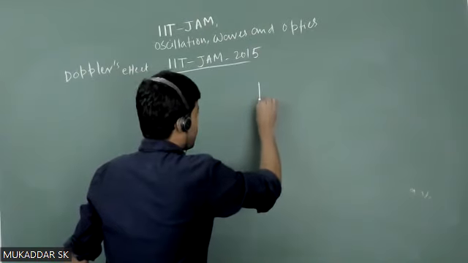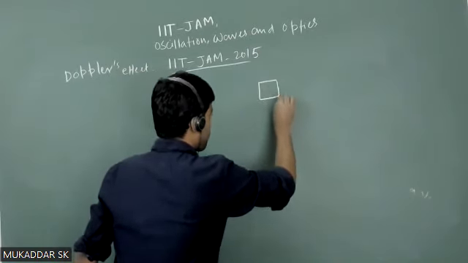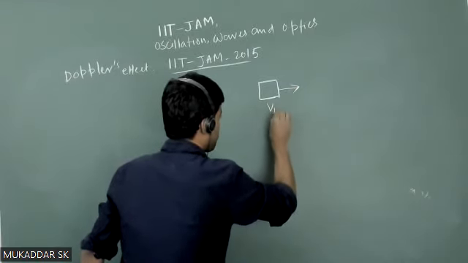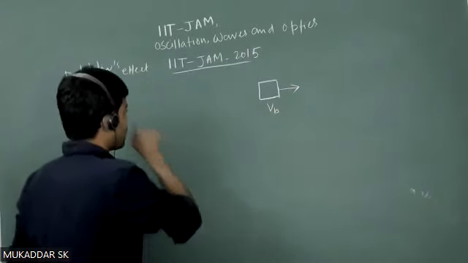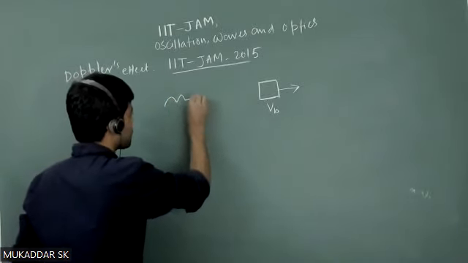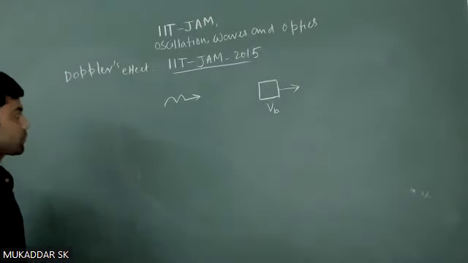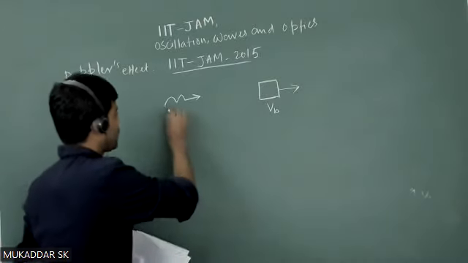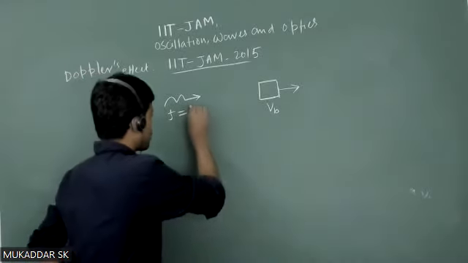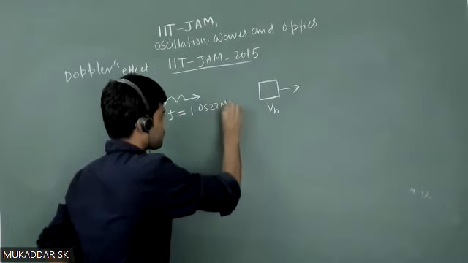Also they have given that there is a blood cell. It is moving in this direction with speed Vb. And there is a source of sound that is also moving in the same direction as the motion of the blood, and the frequency of this source is given as 1.0522 megahertz.